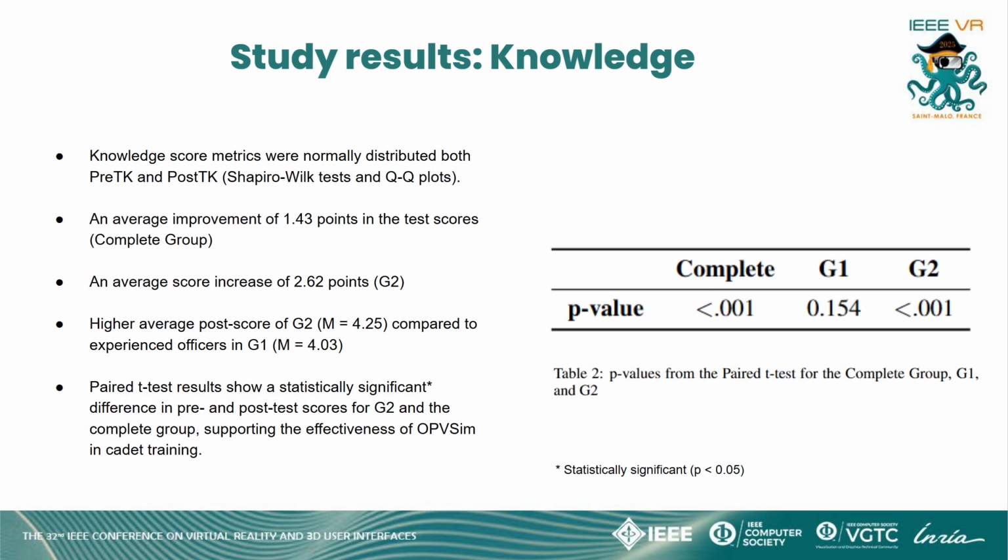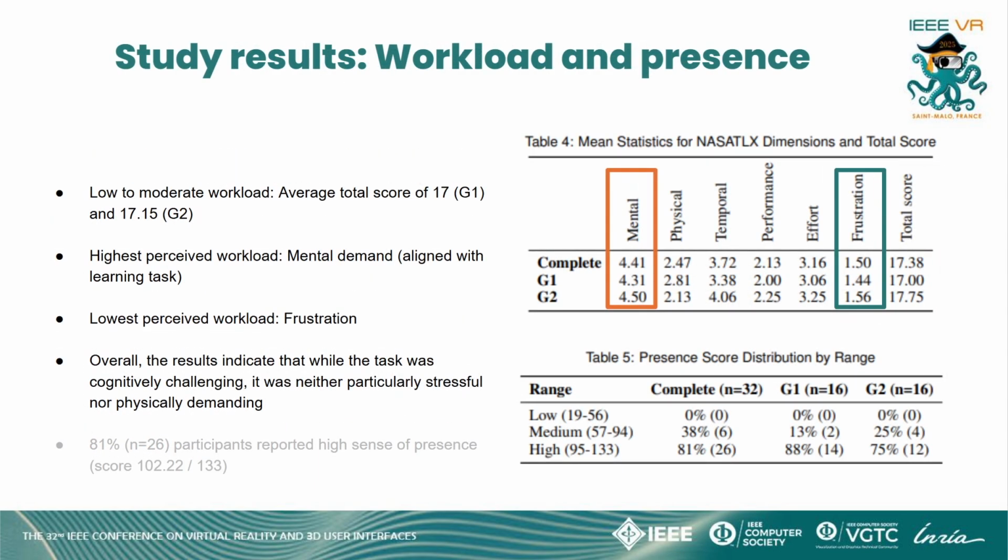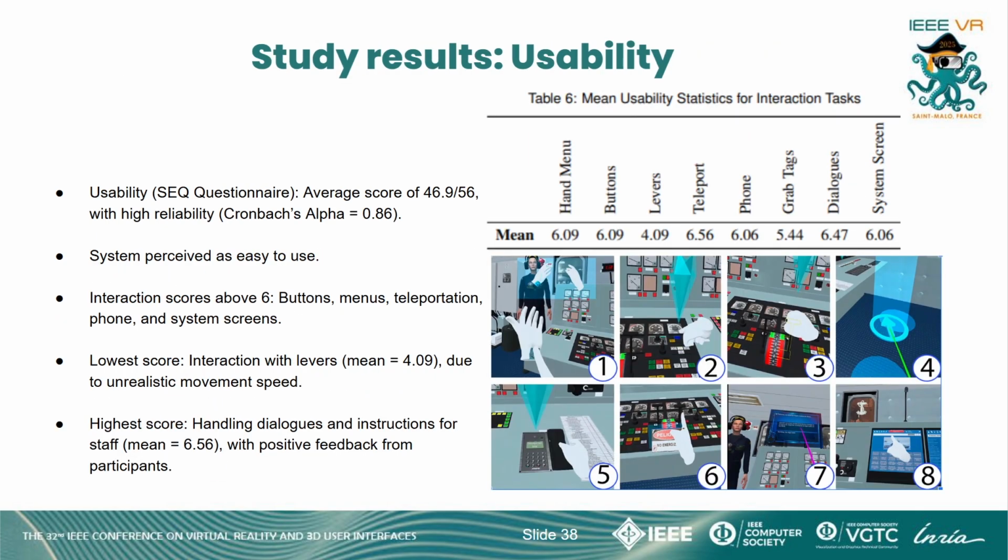The results of a paired test indicate that the difference between pre-test and post-test scores is statistically significant for both Group 2 and the complete group. This demonstrates the effectiveness of our simulator for guided procedural learning in CAT training. The perceived workload was low to moderate. Mental demand was the highest, reflecting the cognitive challenges of the learning task. Results showed high usability with a score of 46.9 and a strong reliability according to Cronbach's alpha.